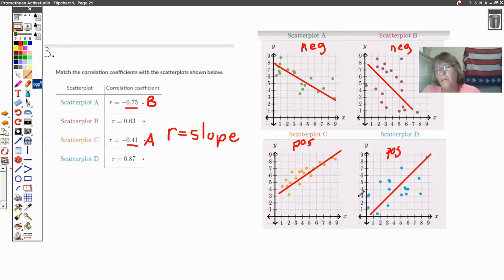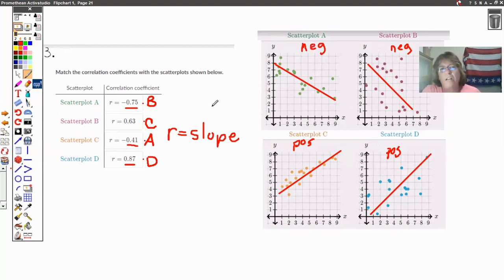And then we'll look at the two positives. Again, this one is steeper than this one, so this one should have a larger absolute value than this one. And when I see that, I see that this has a larger absolute value. So this is going to be D, and this is going to be C. And that's how you do them. Again, I always just look at the pictures, I draw a line of best fit, and I determine which one's positive and negative.